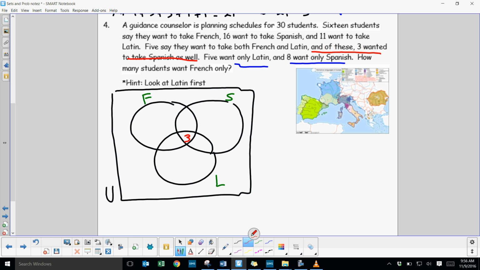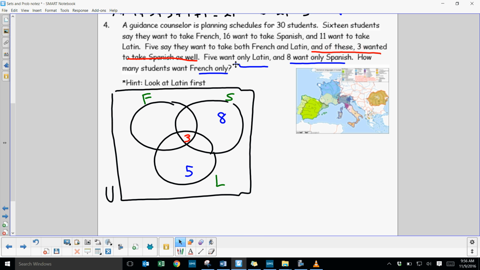That's a bit tricky to work out from the beginning. Now we look at where they want to take maybe onlys. The onlys could be useful. Like 5 want only Latin, so that's easy. You can fill out the only sections out here. 8 want only Spanish, so they are not part of any intersects. So the word only is useful, it means you can fill them in straight away. We want to know how many study French only, so that one's going to be blank for now.